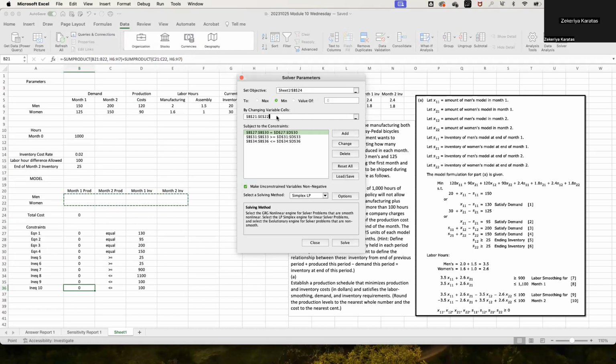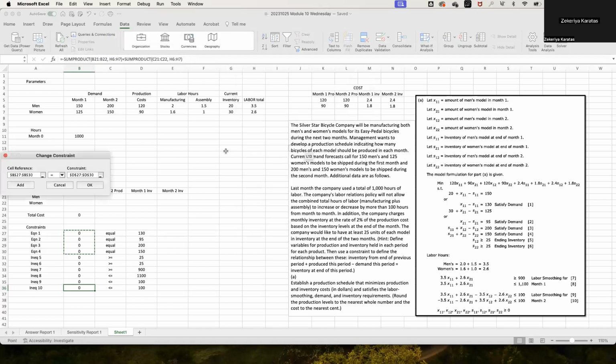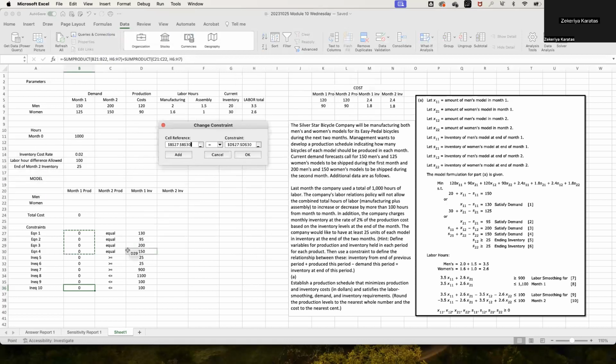And then which cells am I changing? I'm changing these 8 cells. Those are the changing monthly productions and inventory numbers. And then what kind of constraints do I have? If you look at the first one, they're all equal. So I choose the first 4, and then I set them equal to each other. Now on the right side, I put the right 4 numbers. It's really that simple.